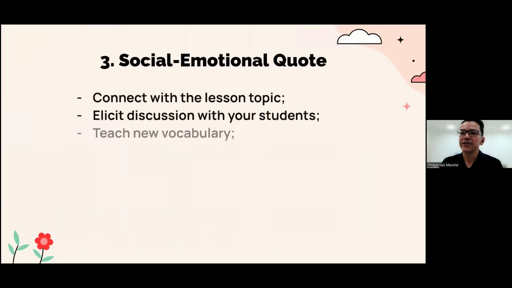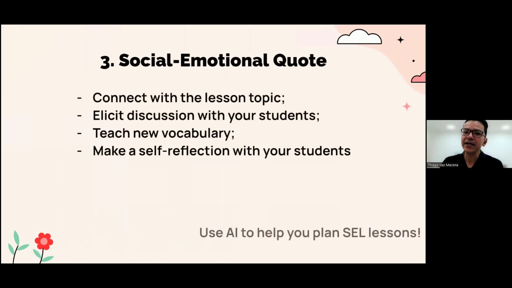What is the objective of using a quote in the beginning of each class? First of all, connect the lesson with the topic. So it works as a warm-up. I'm presenting the quote and telling, this week, we talked about wellness. One of the aspects of wellness is mental health, emotional health. And then I started the lesson telling them the greatest wealth is health.